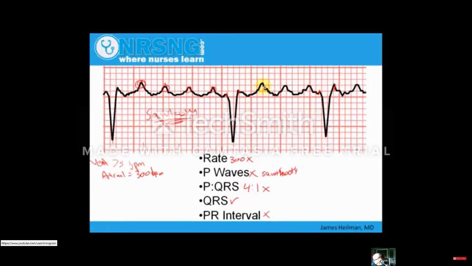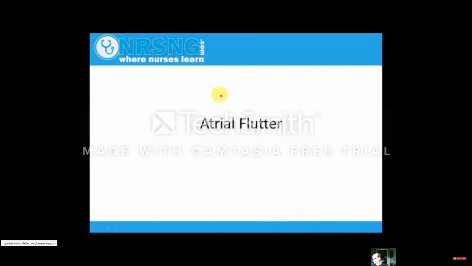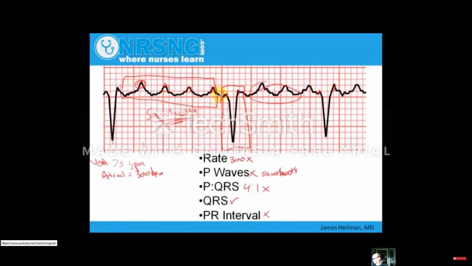However, something's going on in our atria. We're getting a lot of firing going on from a lot of different places within our atria, although they are depolarizing because we're getting these defined waves here. So this rhythm is actually called atrial flutter, and because of those sawtooth P waves, we can determine that. So we have our heart here. Now our QRS look normal, right? So we had our normal QRS.